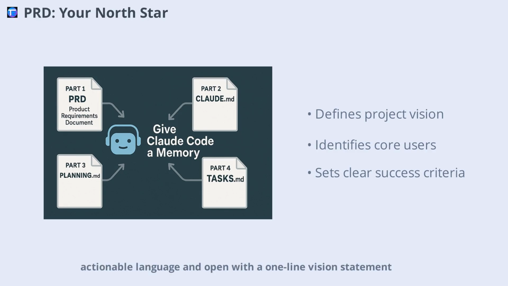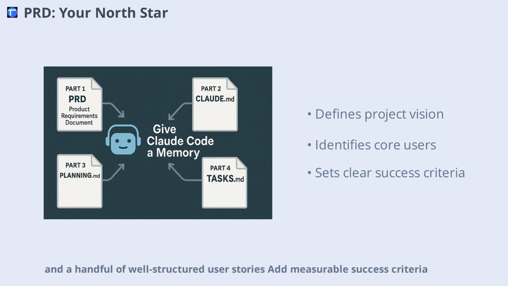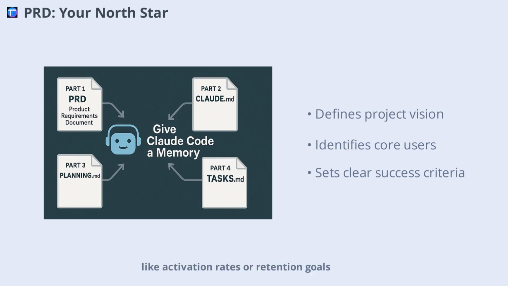The PRD should use plain, actionable language and open with a 1-line vision statement. Follow with a clear problem description, a brief on your core users, and a handful of well-structured user stories. Add measurable success criteria, like activation rates or retention goals. Treat the PRD as a stable artifact. When scope shifts, append a dated changelog note instead of silently changing intent.